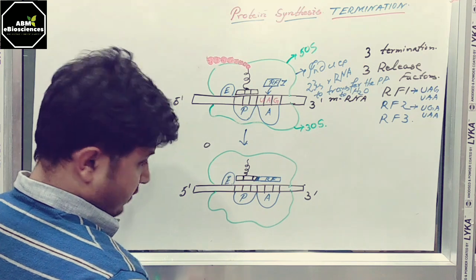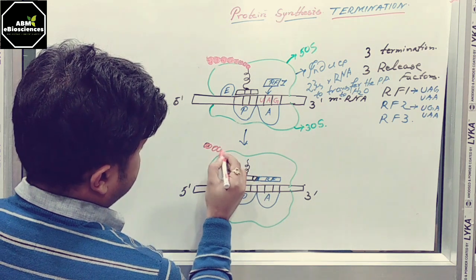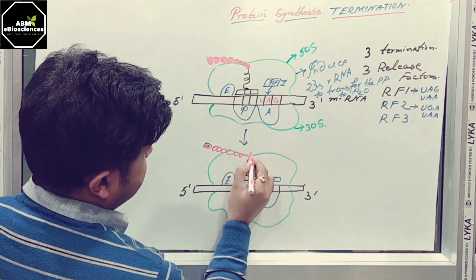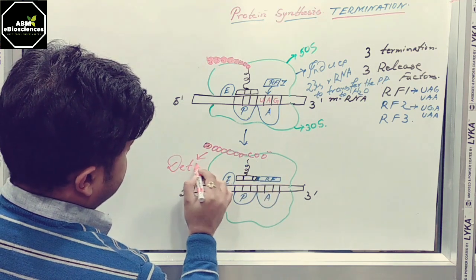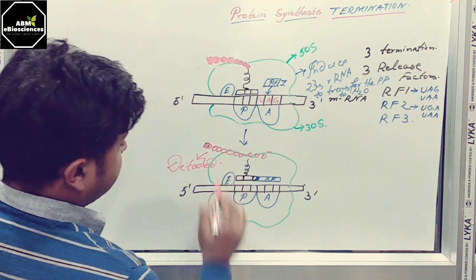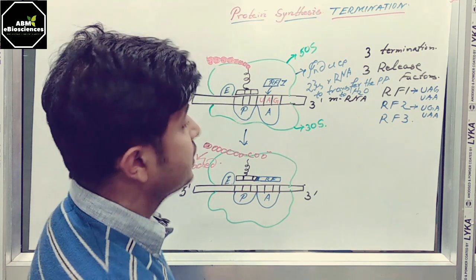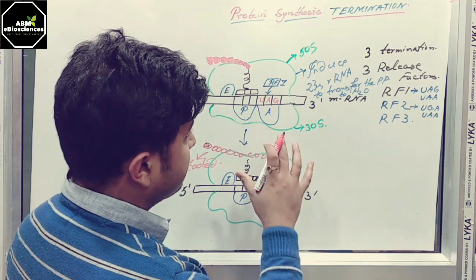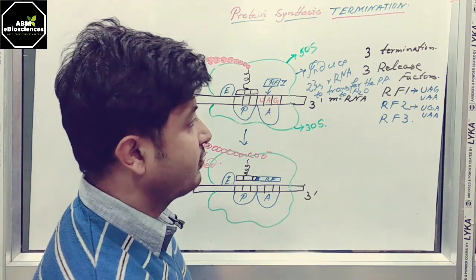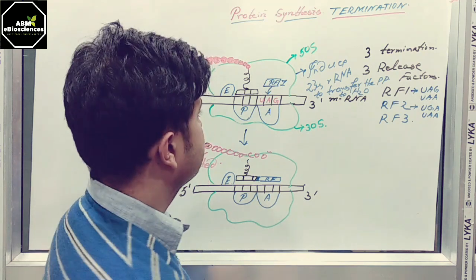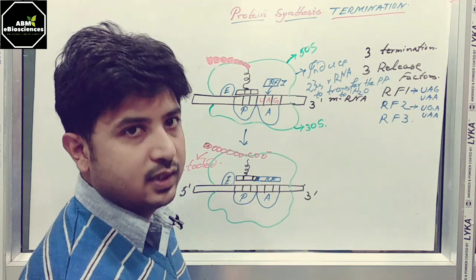So if I draw this, this polypeptide is now detached from the tRNA which is present in the P site. Up to this point, it is RF1, or maybe RF2 if there is a UGA. RF1 and RF2 compete with each other, and either 1 or 2 binds there and releases the polypeptide from the tRNA.